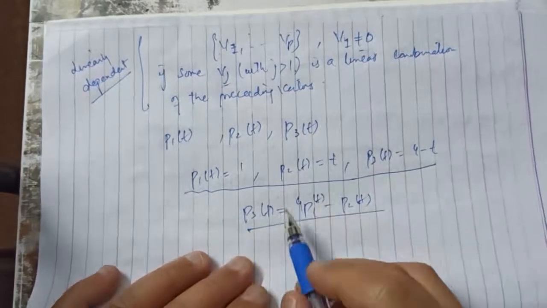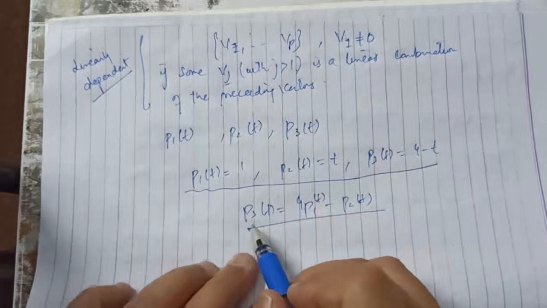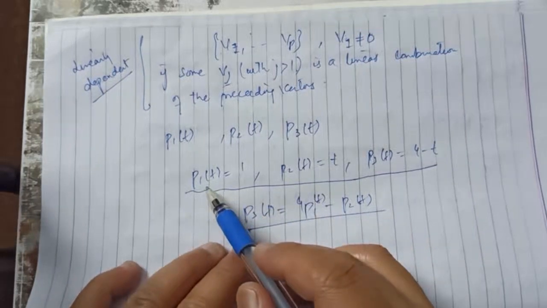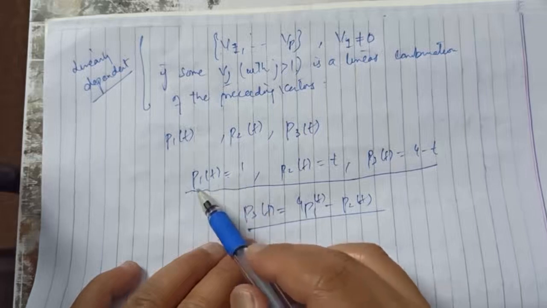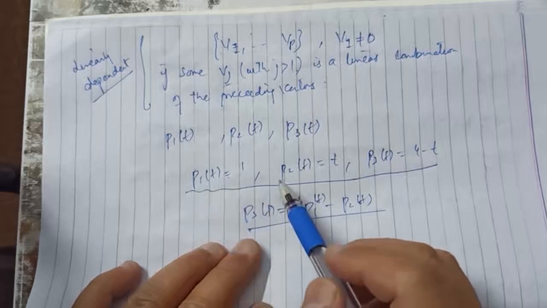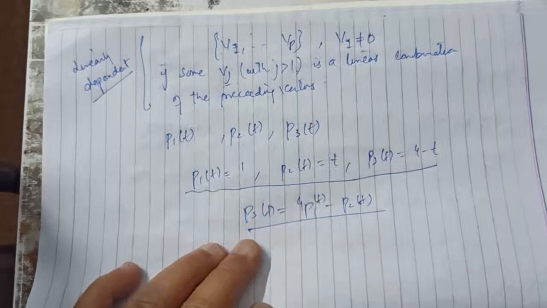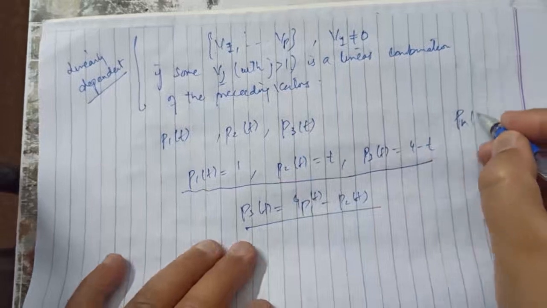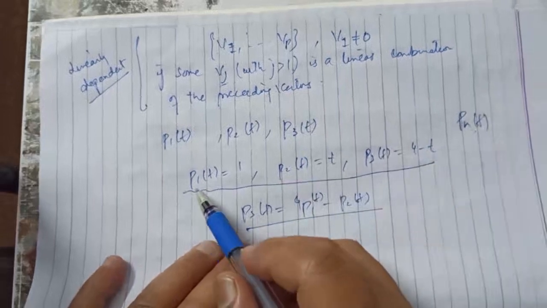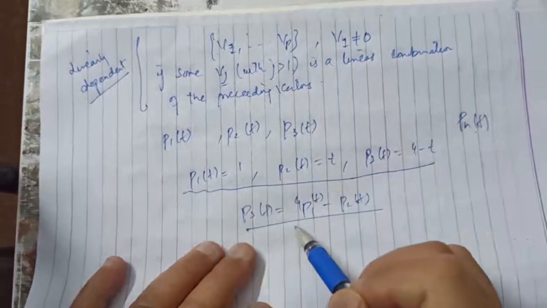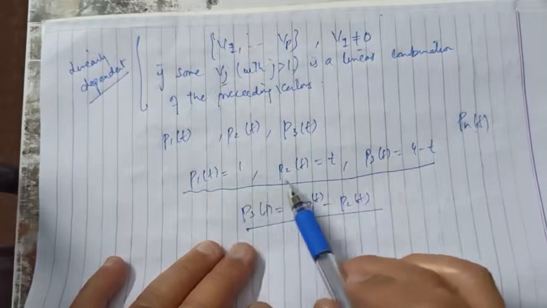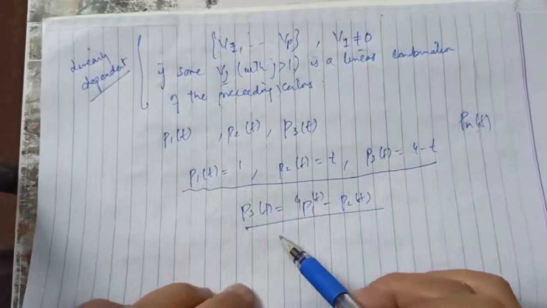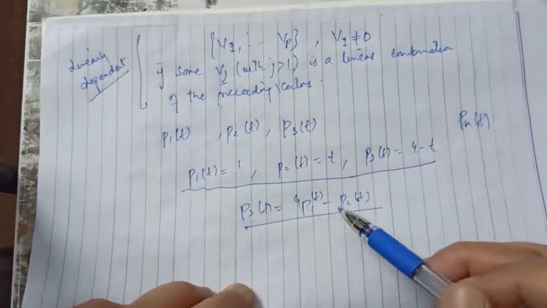So it means the vector p3 can be written in the form of a polynomial of order 1 and a polynomial of order 2, basically pn(t). So it can be written as a linear combination of p1(t) and p2(t). So it means this indexed set is a linearly dependent set.